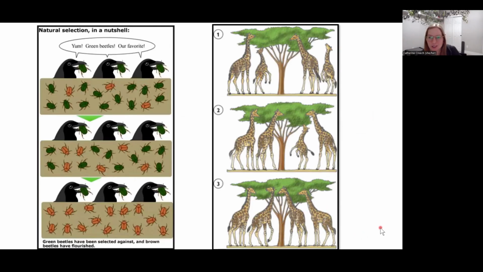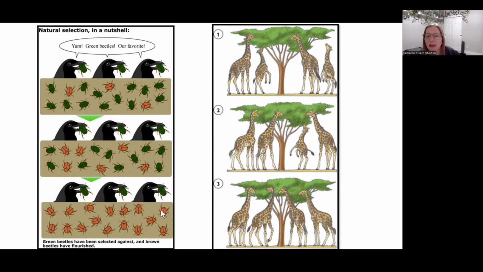We can describe evolution in 2 visual pictures. We have birds on the left. So we'll look at this first. This is natural selection in a nutshell. We have 3 birds. They are eating beetles. Here's a population of beetles. And the birds say, yum, green beetles are favorite. So if these birds choose to eat green beetles more than orange beetles, over time, they will start to kill off the green beetles. And that means that the orange beetles will be more successful.